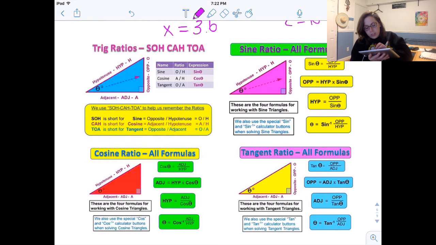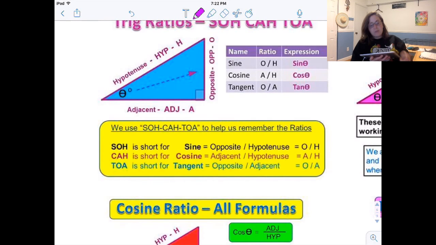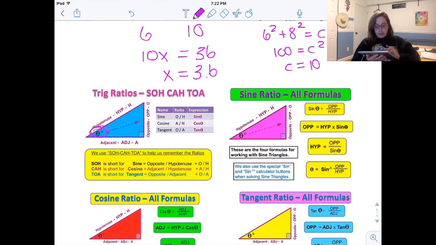So, here's the deal. We use SOHCAHTOA to help us remember. SOH is short for sine, which is opposite over hypotenuse. CAH is short for cos, which is adjacent over hypotenuse. TOA is short for tangent, which is opposite over adjacent. You always take the sine, cosine, or tangent of an angle, and that angle is represented with the Greek letter theta, which kind of looks like a zero with a belt on, okay? So, these are your ratios.